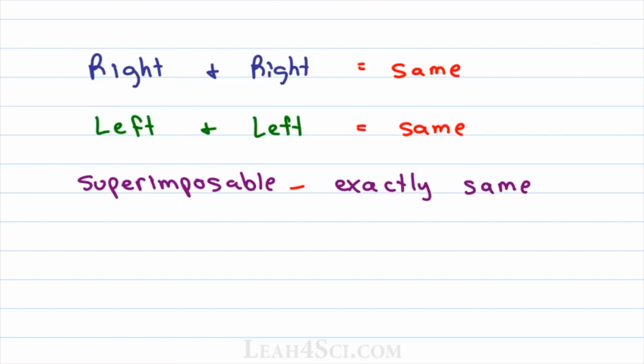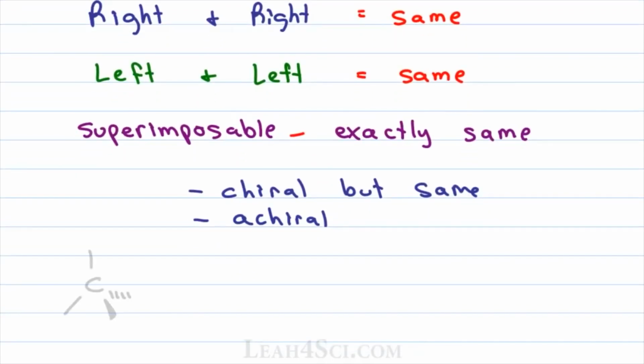There are 2 scenarios where you'll see a superimposable molecule. If you have 2 chiral molecules, but they're exactly the same, meaning they're not mirror images, they are considered superimposable. Or if you have an achiral molecule, a molecule that is not chiral because it has a plane of symmetry. For example, if you have a carbon with 3 rather than 4 unique substituents, for example, this central carbon has a methyl, a hydrogen, another hydrogen, and an OH hydroxy group.